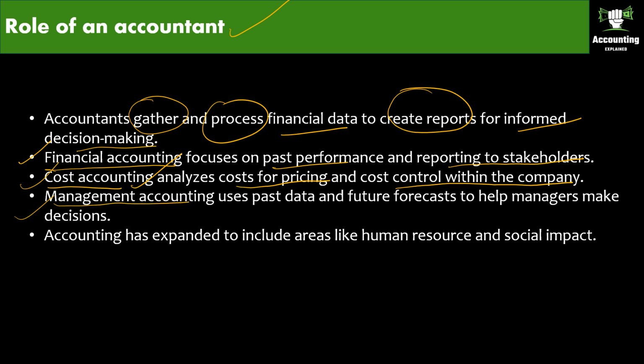Next is management accounting. What do the management accountants do? They use the past data and future forecasts and help managers make decisions. So they take the past data and project the future so that it will be helpful for the managers to make decisions for the future correctly. So accounting has expanded to include areas like human resources and social impact accounting. Okay.